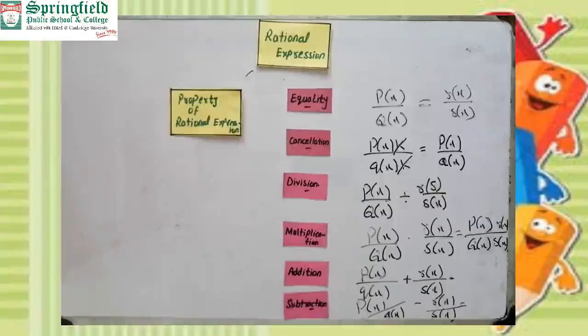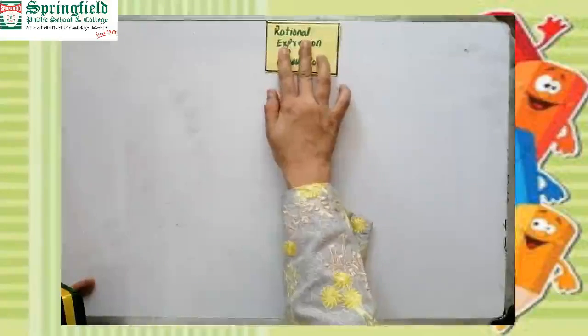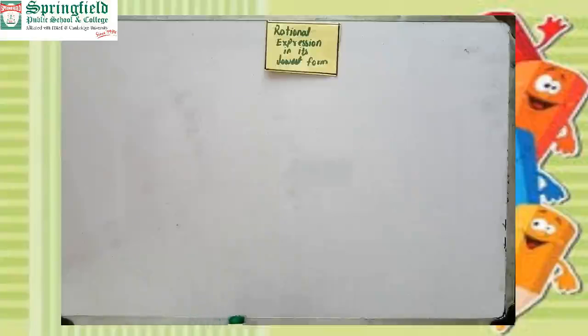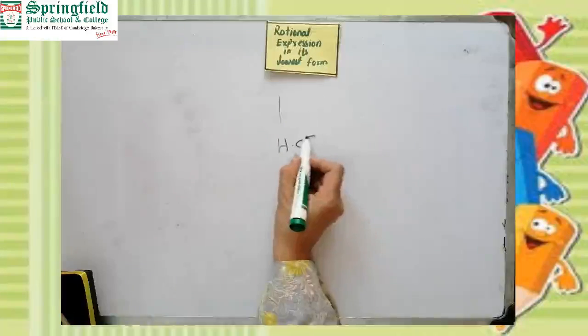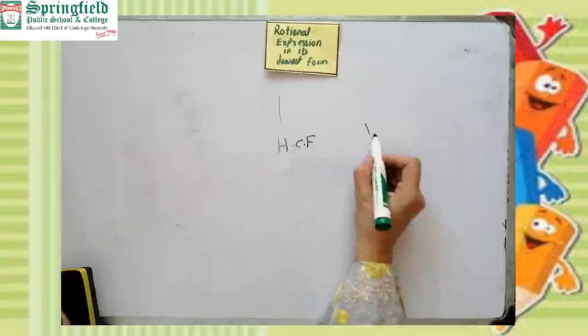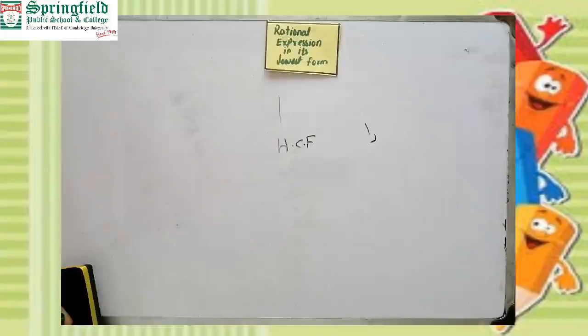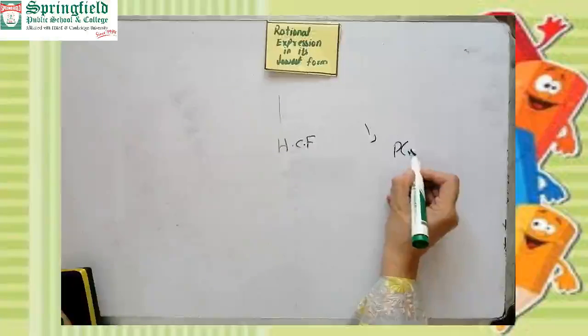Understood, beta? Okay, now come on the next topic. The last topic is rational expression in its lowest form. How we can find the lowest form of any expression. Beta, we can find the lowest form by cancellation, by finding the HCF, and by prime factorization, means by factorizing each of the two polynomials p of x and q of x.